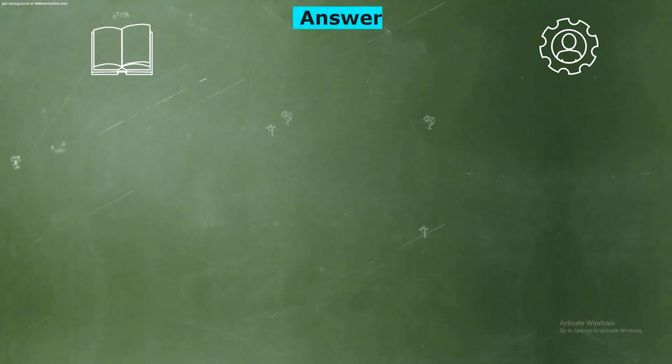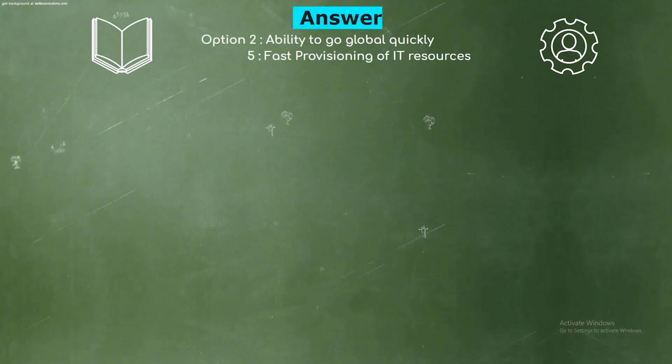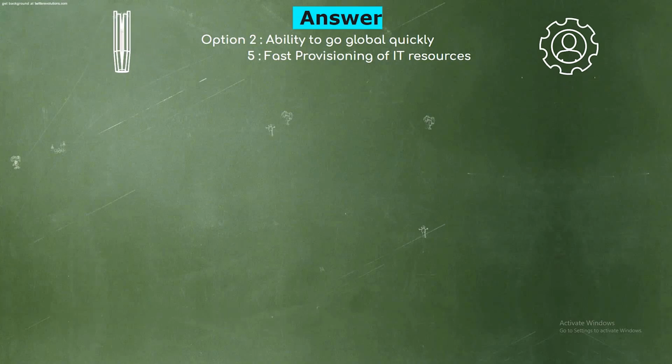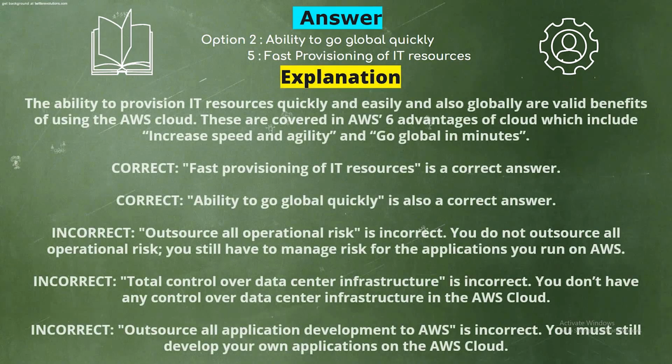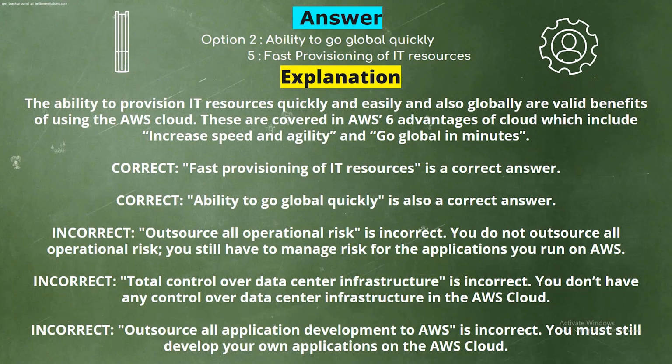And the correct answers are: Option 2. Ability to go global quickly. And Option 5. Fast provisioning of IT resources. Explanation. The ability to provision IT resources quickly and easily and also globally are valid benefits of using the AWS cloud. These are covered in AWS 6 Advantages of Cloud, which include increased speed and agility and go global in minutes. Correct. Fast provisioning of IT resources is a correct answer. Correct. Ability to go global quickly is also a correct answer.